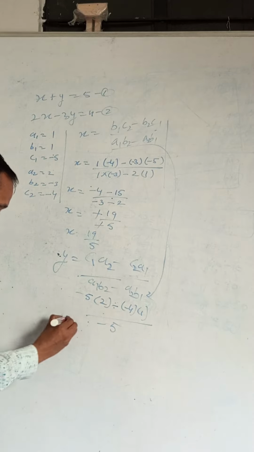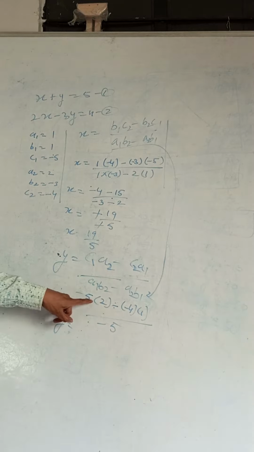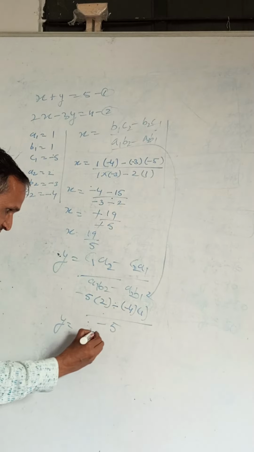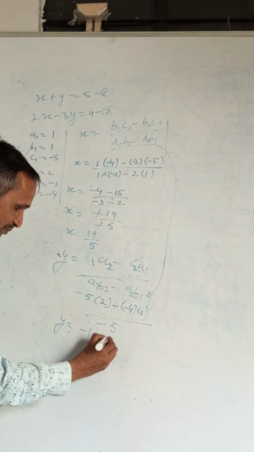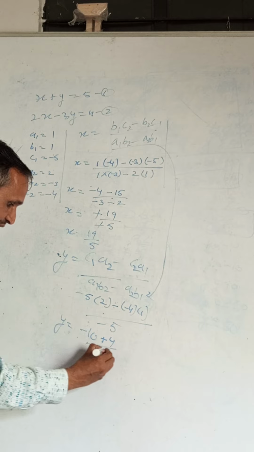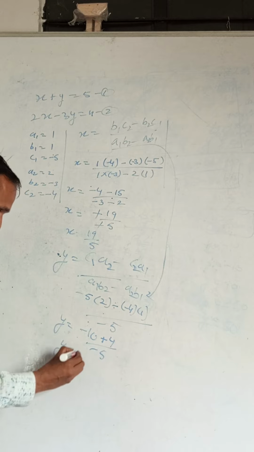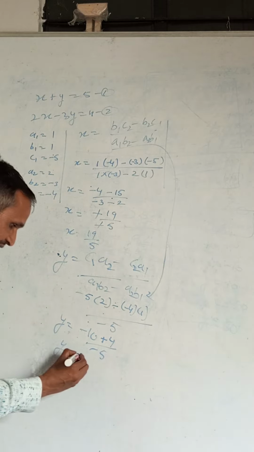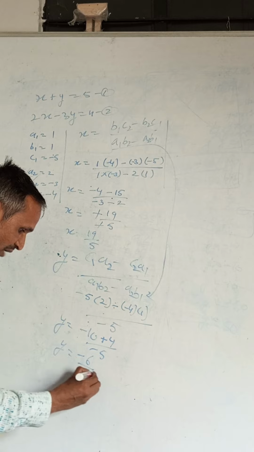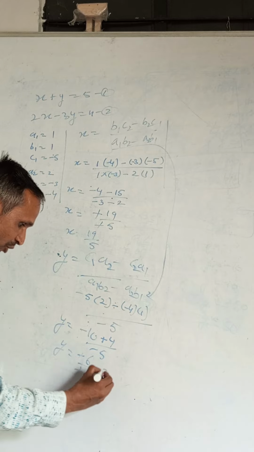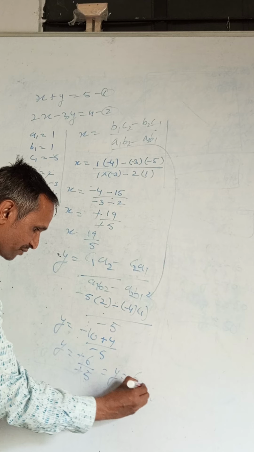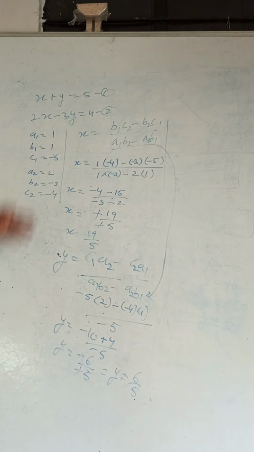So here what will become? Y is equal to what become? Solving this, 5 2s are 10, minus 10, then plus minus into minus plus 4 by minus 5. Then y is equal to what will become? 10 minus 4 is equal to minus 6. Minus 6 by minus 5. Minus minus cancel. What we got y value? Y is equal to 6 by 5. This is called the substitution method of the linear equation in two variable.